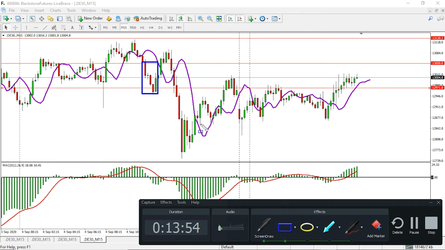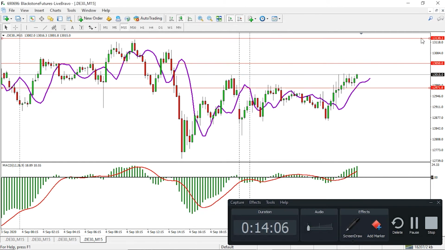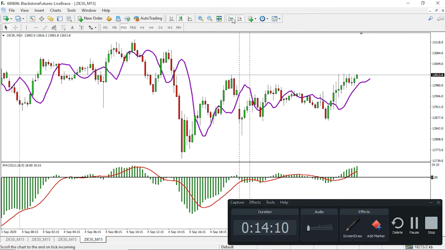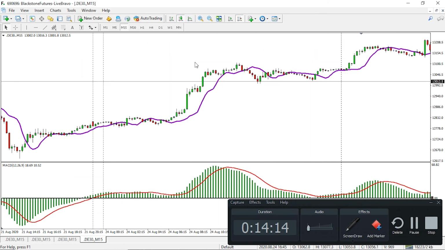Okay, now what I'm going to do, guys, is I'm going to show you a quick example of how to use this as a long trade. All right, and we had a long trade in this particular instrument on the 18th of August. So I'm just going to scroll back there so we can show you that example quickly.